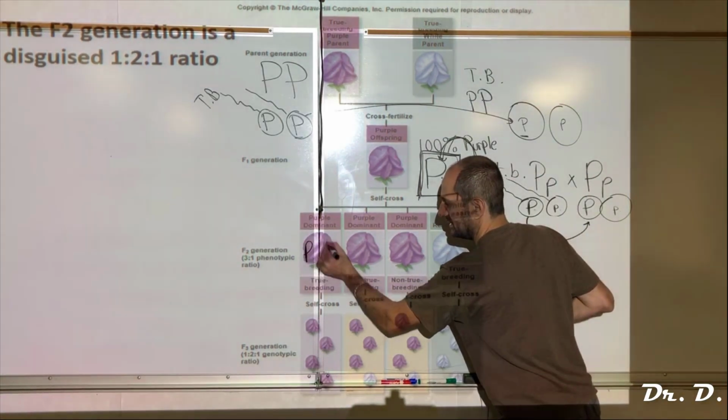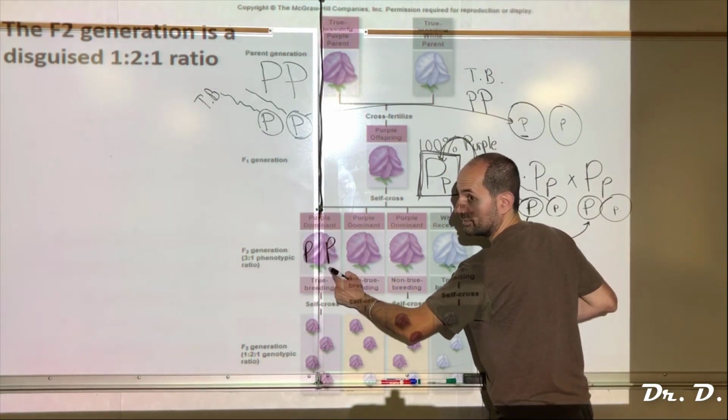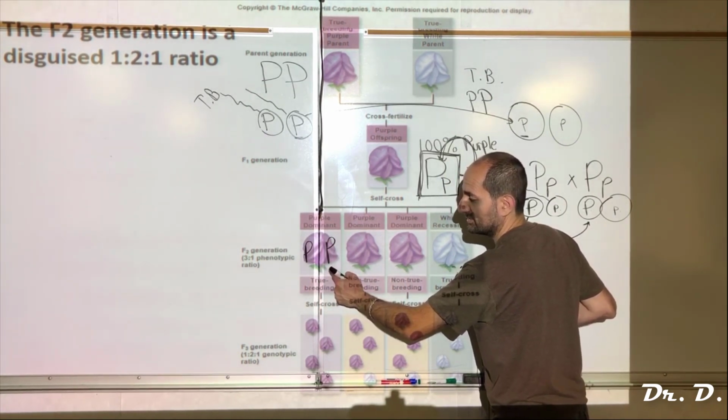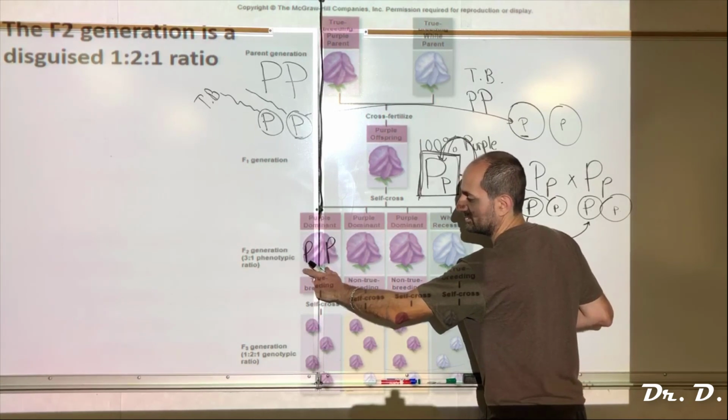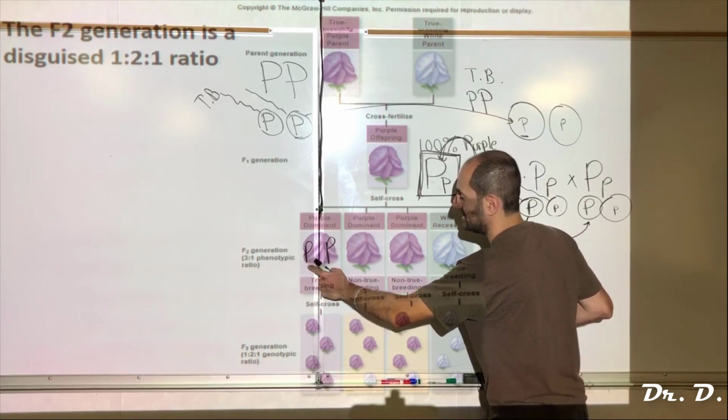Look, big P, big P. It would be a homozygote, right? Homozygous dominant, they call it, because it has two big P's. It's homozygous. It has the same allele, and it's dominant because it's the dominant color.